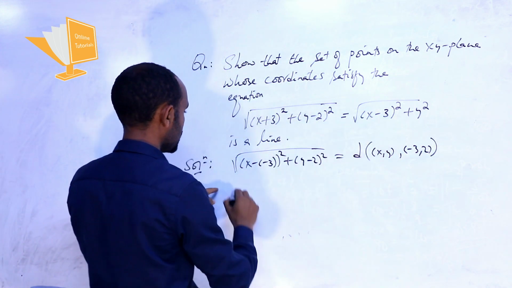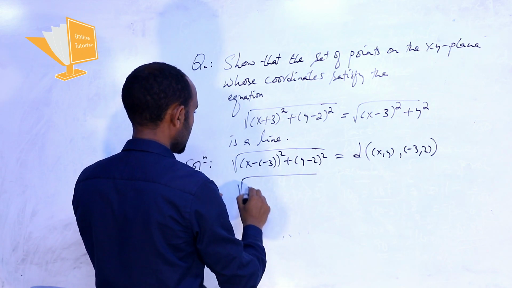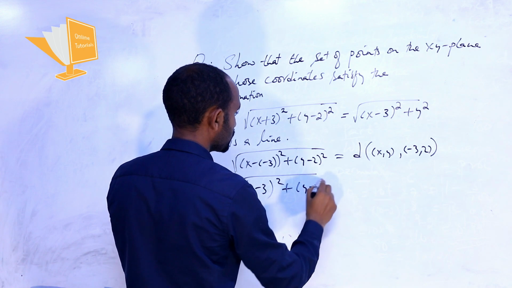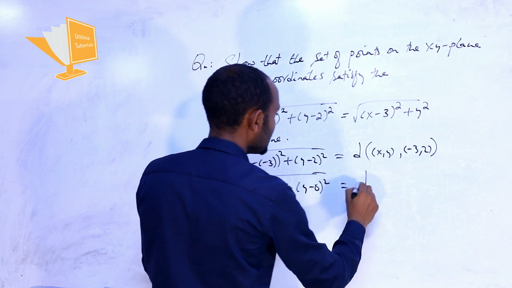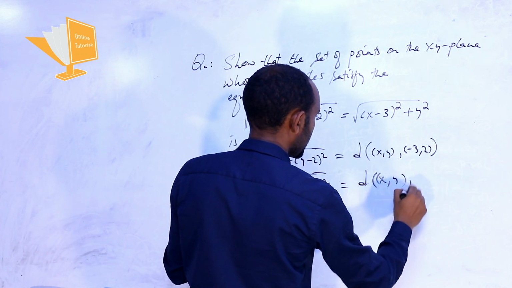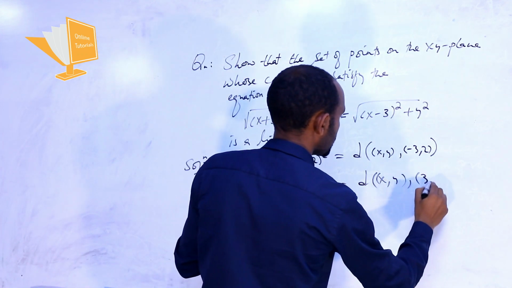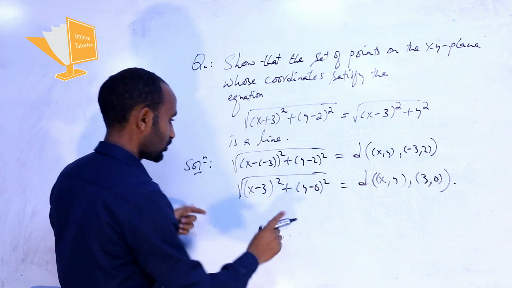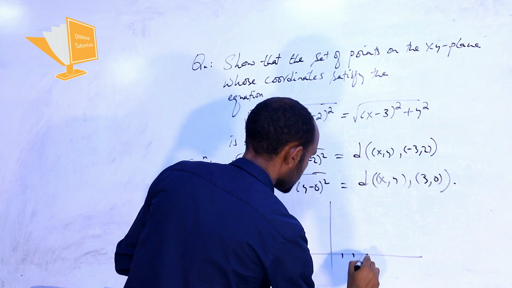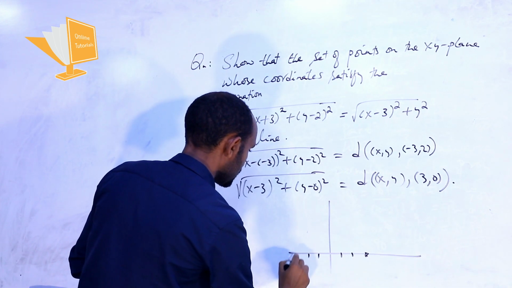And this thing, the square root of (x minus 3) whole squared plus y squared, meaning (y minus 0) whole squared, is again nothing but the distance between two points. What points? (x, y) and (3, 0). Right? So now, let's see. (3, 0) is 1, 2, 3, this point.